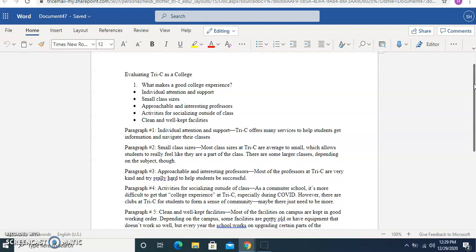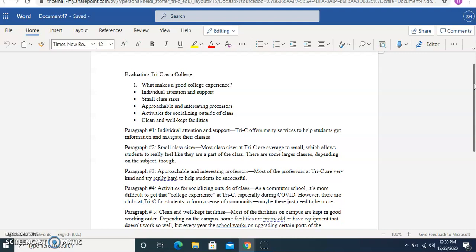If I needed more, I could always think of another kind of expectation that I have for a good college experience. So once I start to answer this question, then I can start to figure out how I want to organize the essay. And realistically, I could probably build a paragraph around each of these expectations that I responded with to this question.